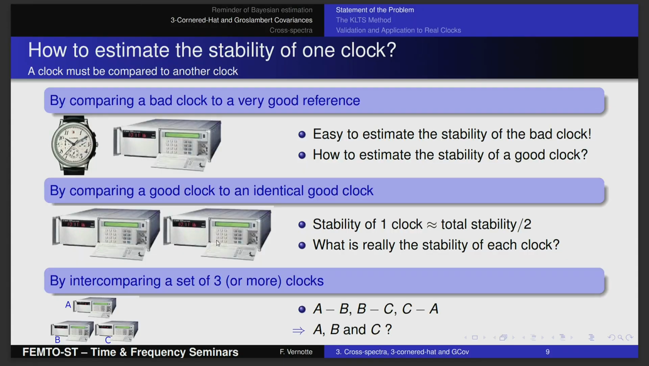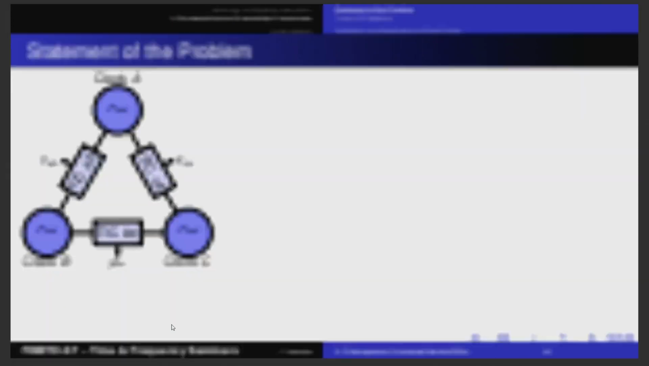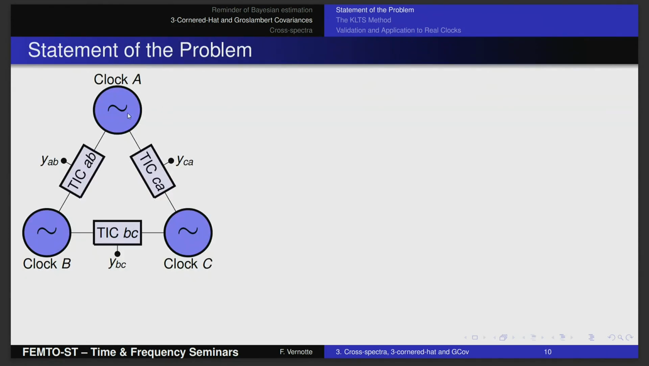In this case, you can use a set of 3 or more. You can use 4, 5, 7, whatever number of clocks you want: a clock A, clock B, and clock C, and you measure clock A versus clock B, clock B versus clock C, and clock C versus clock A. From all that, it's generally possible to retrieve the stability of each clock. It's the so-called three-corner hat. Here is my three-corner hat. Each corner is a clock: clock A, clock B, clock C, and between each clock there is a time interval counter. Between A and B I have a time interval counter that I call AB, of course, and this one will give you a measurement. It's YAB, designating a frequency deviation measurement, but you can also retrieve the measurement YBC between clock B and clock C, and YCA between clock C and clock A.